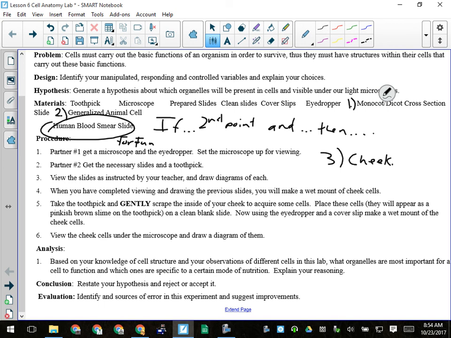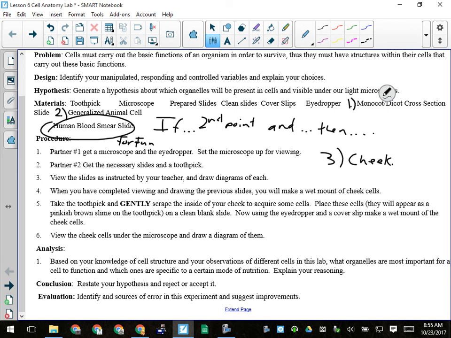All right, for the conclusion, remember, copy and paste your hypothesis, and then again, look at your analysis, look at your observations. What did you see? Can you confirm, accept or reject your hypothesis based on the observations that you made and the analysis that you made? Make sure you talk about those things in there. And then sources of error.